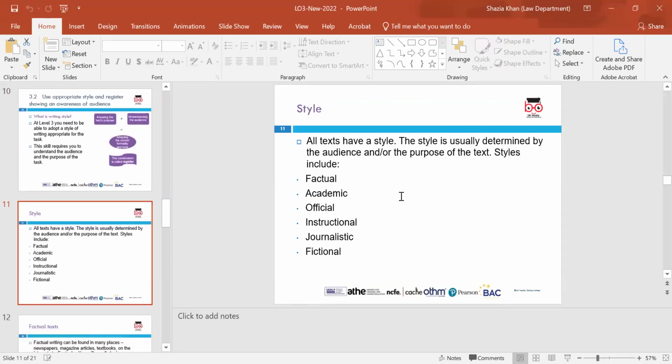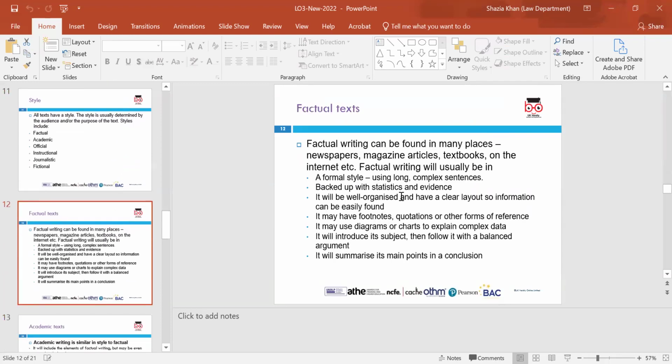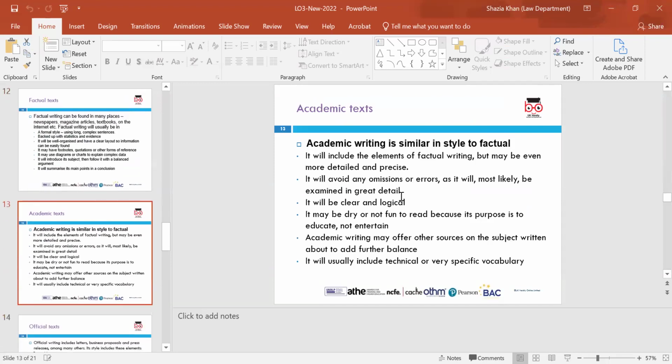The other element which is quite important is the style. So all texts have a style. You have factual, academic, official, instructional, journalistic, and fictional. And we went through each one. So factual texts are found in many places like newspapers, magazines, textbooks, and the internet. And they're a formal style, backed up with statistics and evidence.